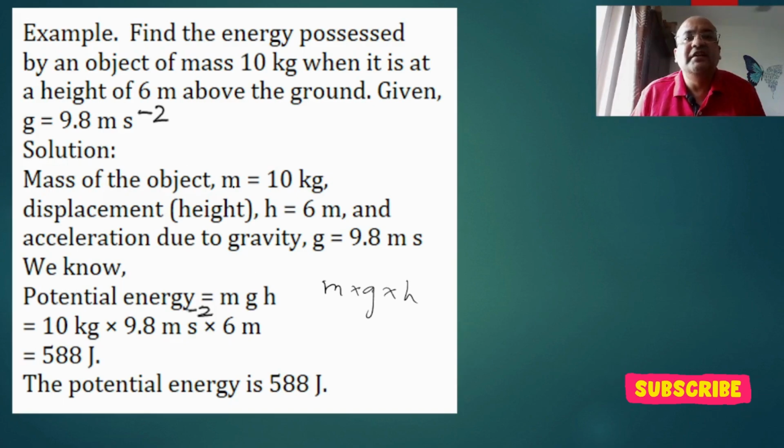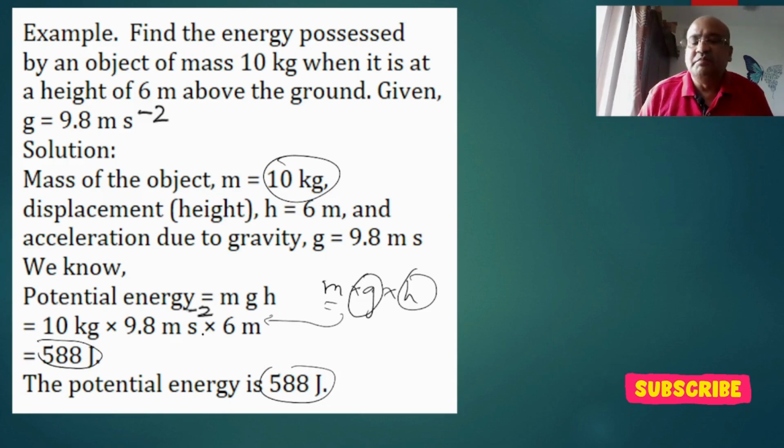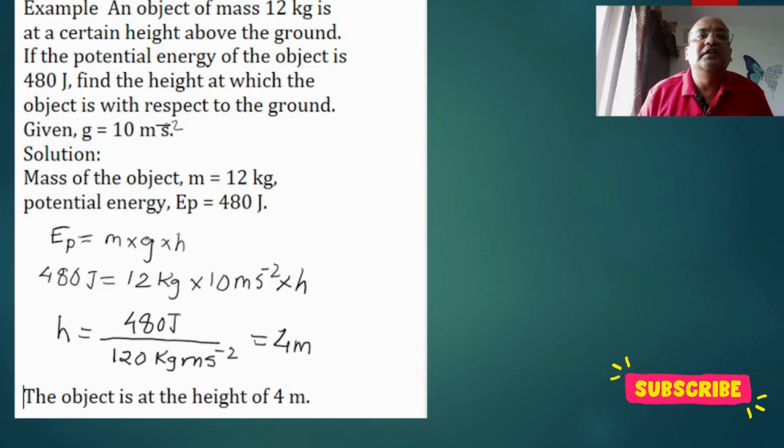Now what has been given? Mass has been given, 10 kilograms, height has been given, 6 meters, and the value of g has been given. We need to just put the values in this and we'll get the potential energy, that is 588 joule. I'm sure this is a very simple example. Now let's see another example.